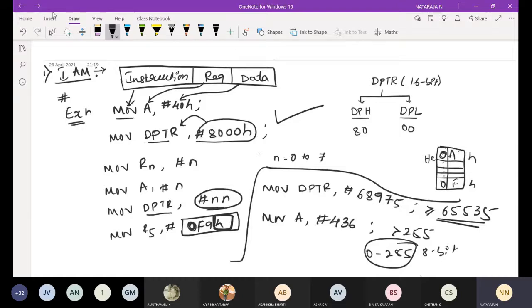Any doubts? Immediate addressing mode. Just write the structure, write two example lines, then explain what exactly MOV A, #40H is, what MOV DPTR, #800H is. When you use DPTR, you have to explain this also, then only the instruction will be valid. Please make a note of this. We will go for the next instruction, sorry, next addressing mode.